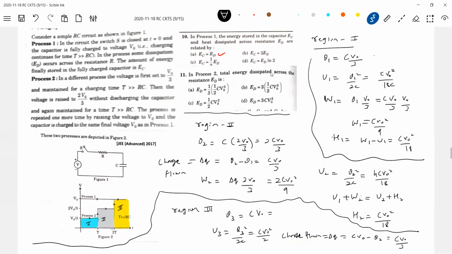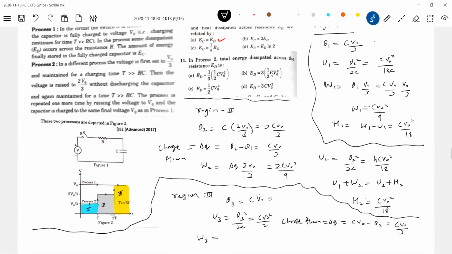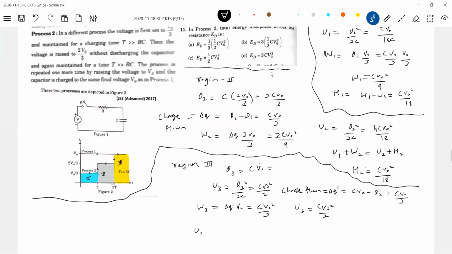Okay, look at the condition after this. So what is the work done by the cell? Now we'll get the work done by the cell. It should be equal to delta Q dash, you write it. Delta Q dash into V naught. So this is the work done by the cell. Final energy stored in the capacitor. Again, what is the heat generated? It should be U2 plus work done by the cell equals U3 plus H3.